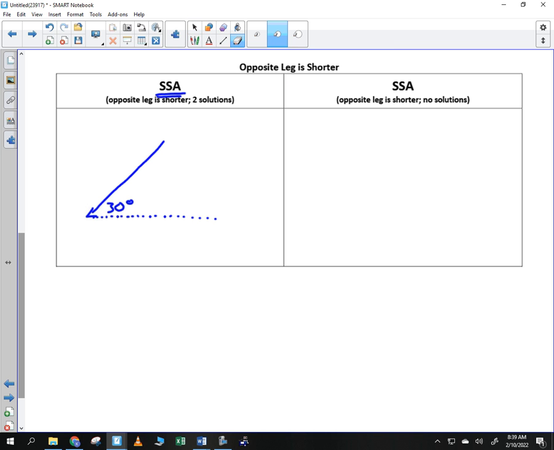And this can be kind of tough to draw. We're going to do our best. And I'm going to have a side of length 10. And I'm going to put down one more side. Okay. And I'm going to call that a length of about 8.